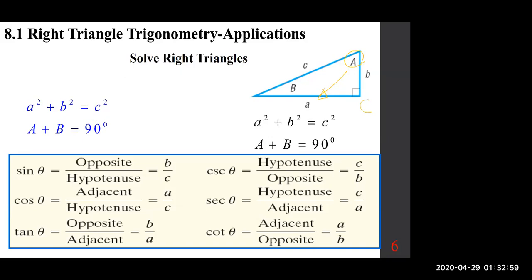Now, what do we know about the right triangle? Obviously, we know the Pythagorean theorem, a squared plus b squared equals c squared. We also know if it's a right triangle, the other two angles, acute angles, that means angles that are less than 90 degrees, must add up to 90, okay? So that's something we know.